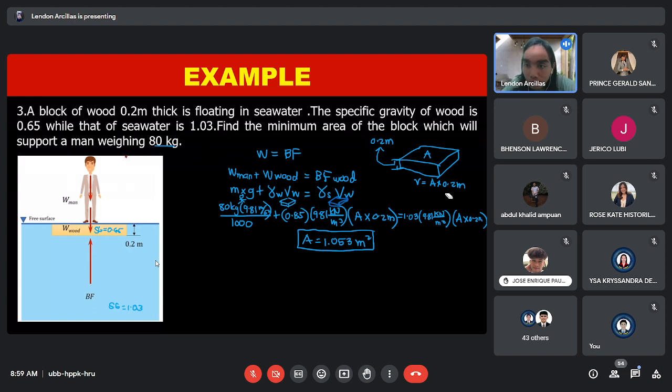Okay. Nagigets ba bakit ko to dinivide ng 1,000? Hello? Para po makancel yung kilonewton ko. Okay, very good. So, para makancel yung kilonewton, kasi ang kilogram meter per second squared is just newton. Okay, very good.